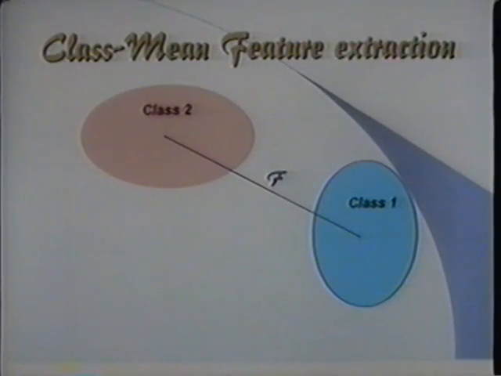I'm going to talk about two methods for feature extraction. The first one we'll call class mean feature extraction. In this case, we are assuming that you have two classes. Let's talk about security assessment again. Class 1 might be secure, class 2 might be insecure. So you have two classes.